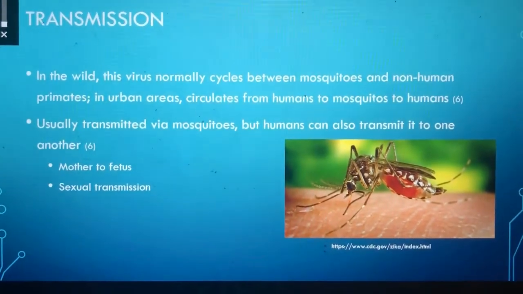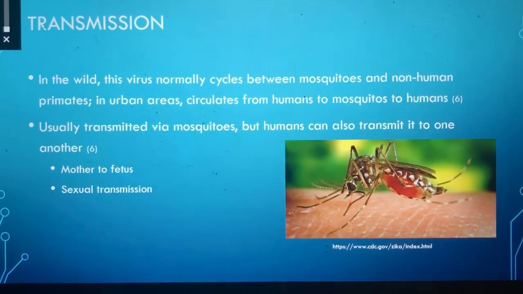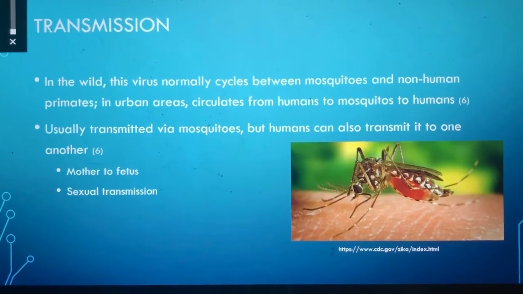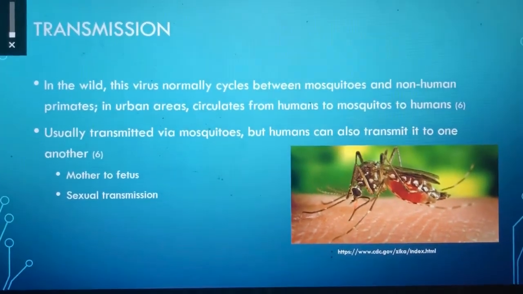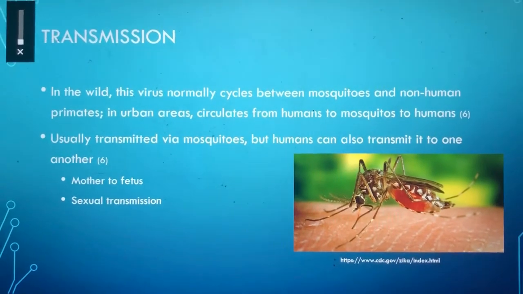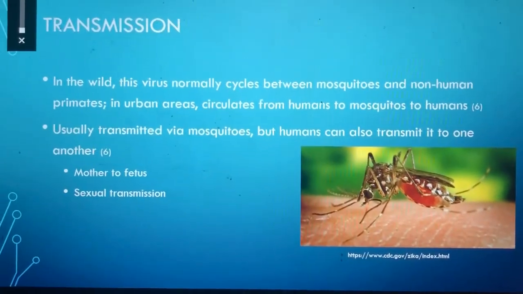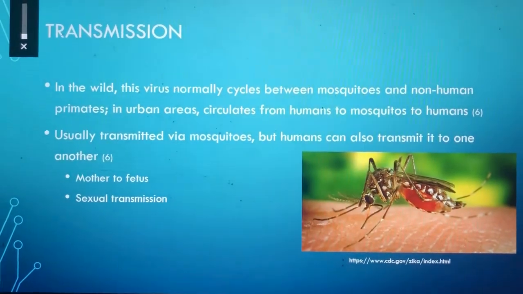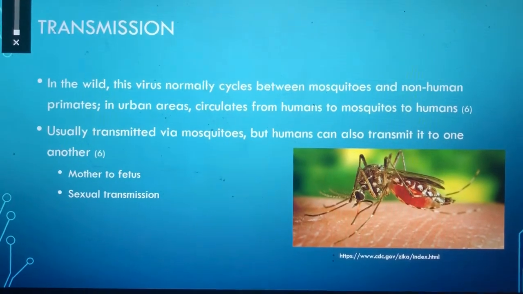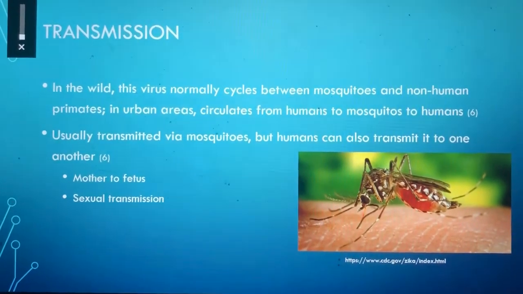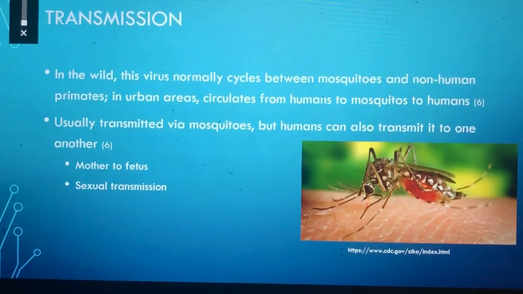So in the wild, this virus normally cycles between mosquitoes and non-human primates, and then in urban areas, it goes in a circle from humans to mosquitoes to humans again. And even though mosquitoes are the main way this is transmitted, humans can also transmit it to one another. So this can be through mother to fetus. There's been viral RNA found in the amniotic fluid, and there's also been viral RNA found in sperm samples, so it can also be transmitted sexually.